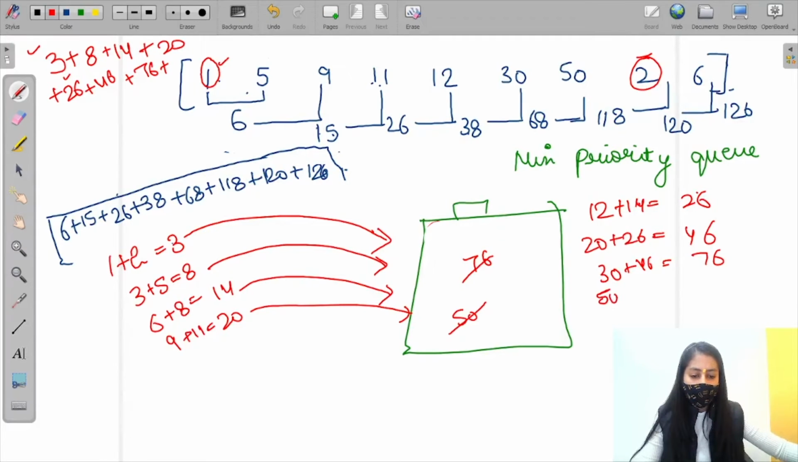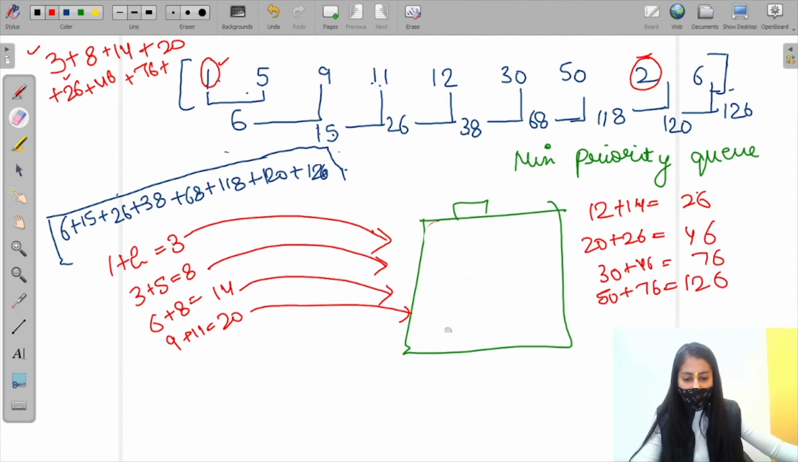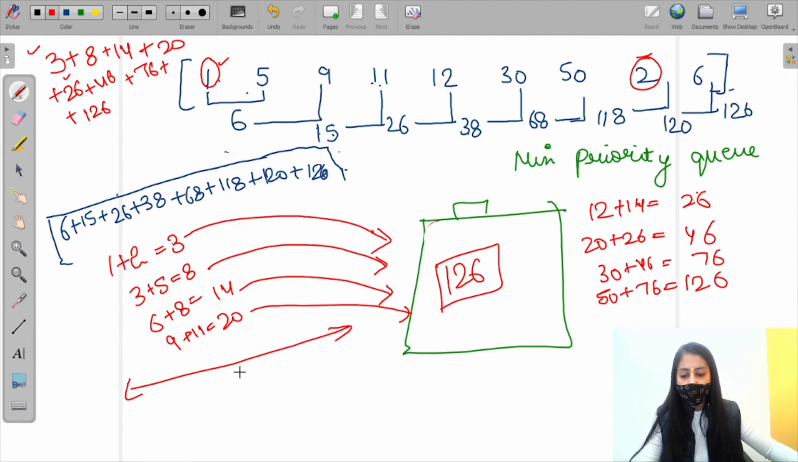So minimum 2 are 50 plus 76. Now 50 plus 76 is 126. So these two sticks are combined and a total cost of 126 is added to my overall cost, right? So push this again. Now all the sticks are combined. I got a single stick of length 126.